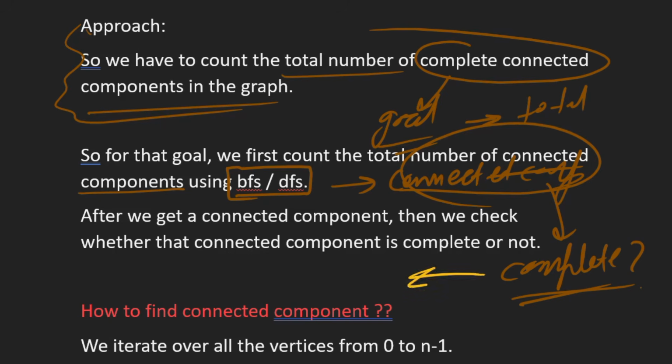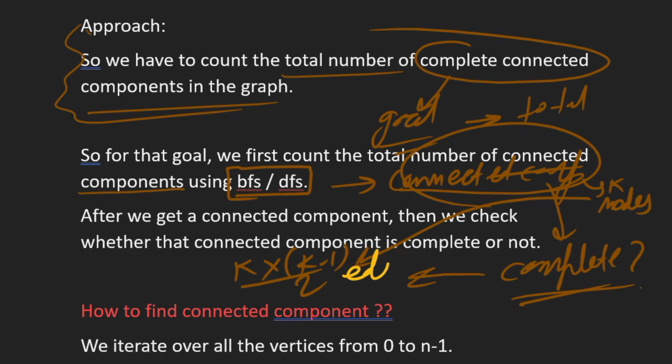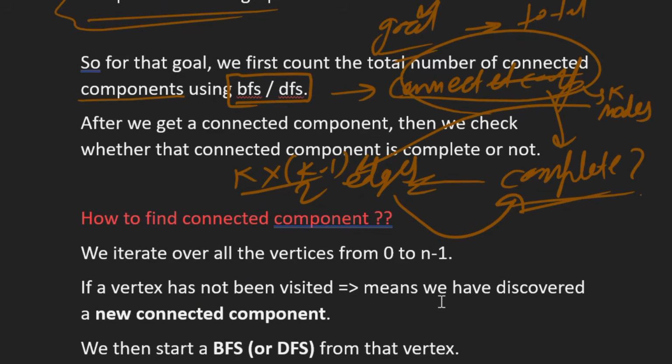And how do we check that? If the connected component has k nodes, then for it to be a complete connected component, it should have k into k minus 1 by 2 edges, right? So if they have k into k minus 1 by 2 edges, then it will be complete, so we increment our answer. So this will be our overall approach.